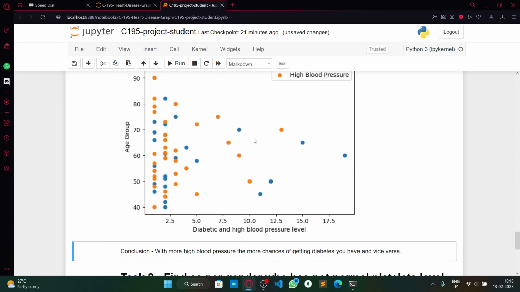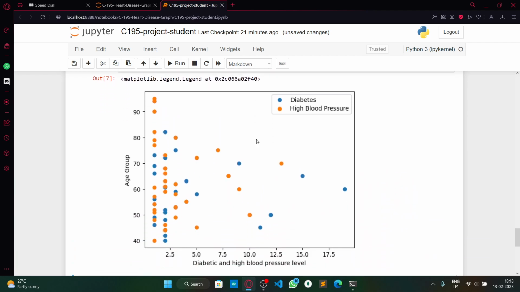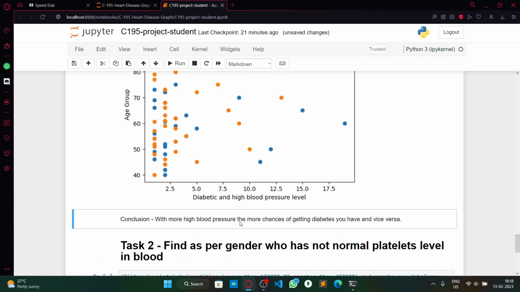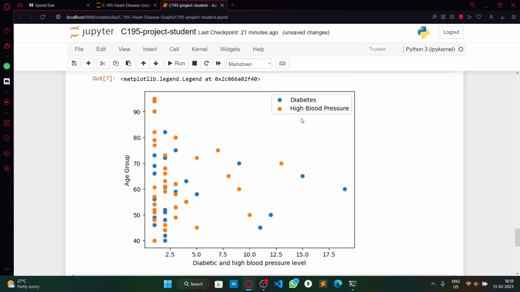So you see, this data does not give a perfect correlation between diabetic and high blood pressure level and age group, because the data is very less and it's very difficult to conclude the correlation between these two graphs. So we can't really conclude anything. We can just conclude diabetes is analogous to high blood pressure and all the things.